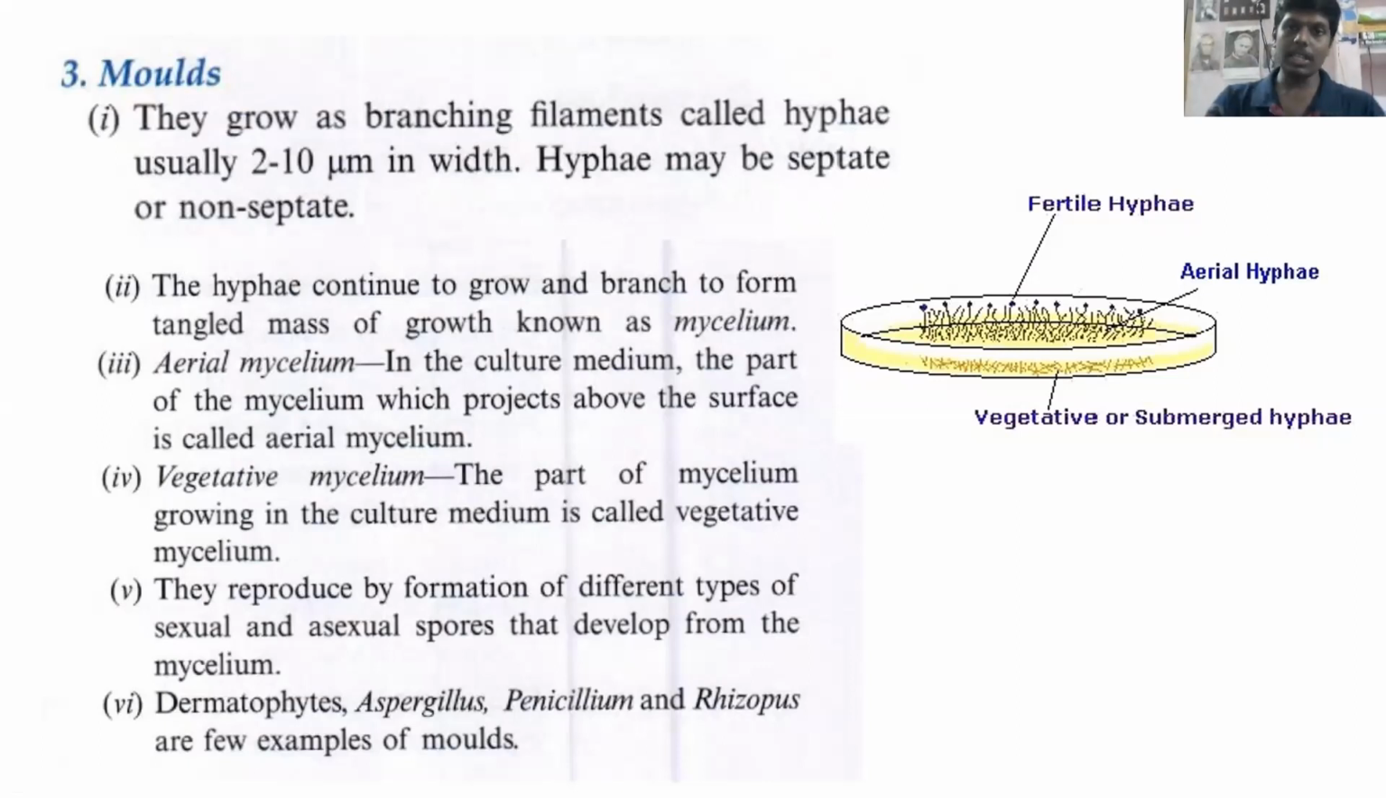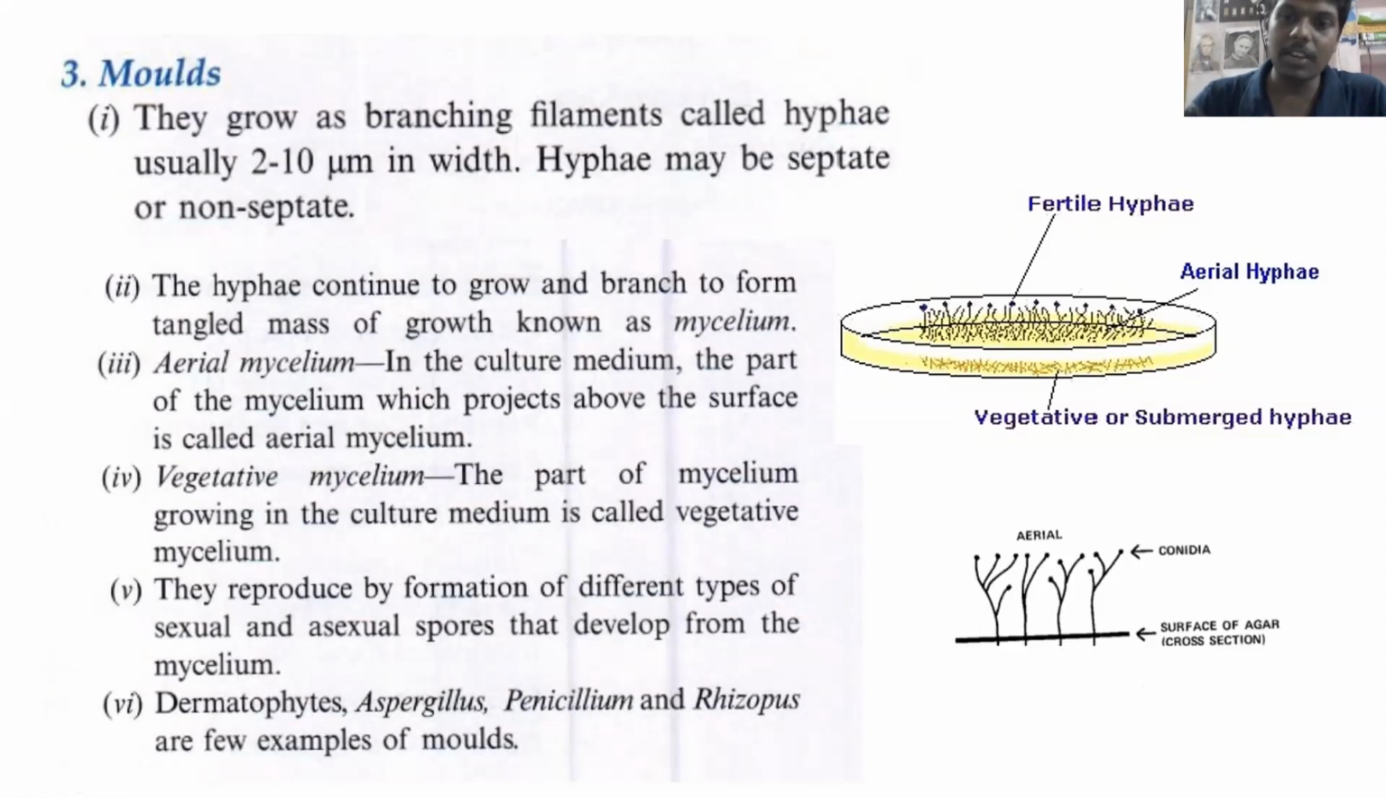Now there is one more thing. If we are culturing this fungus on a medium, on SDA medium, and the hyphae grow above the medium, that is called aerial hyphae. Let me show you one example here. So this is the medium. If the branching filaments are growing above the medium, it is called aerial mycelium.